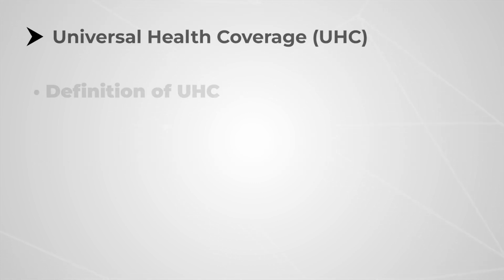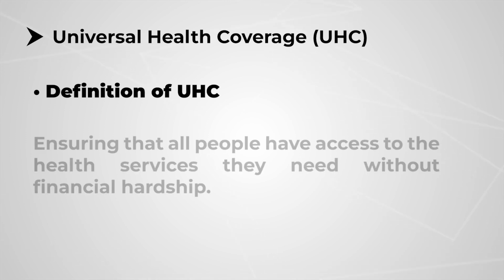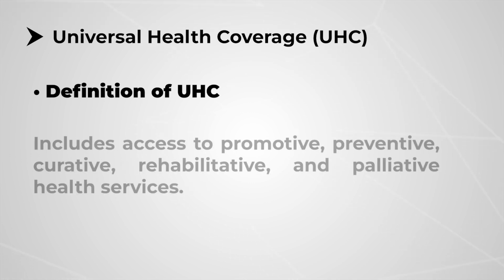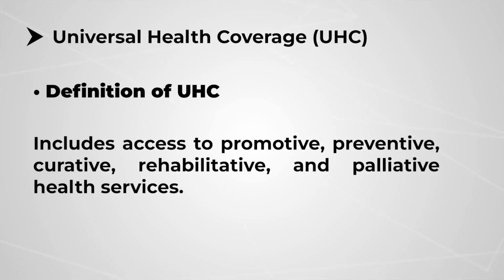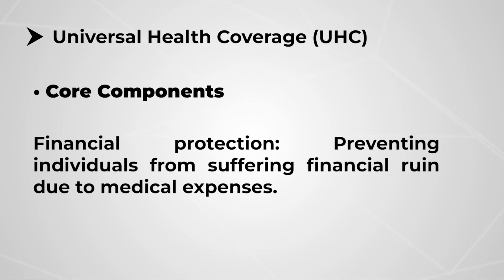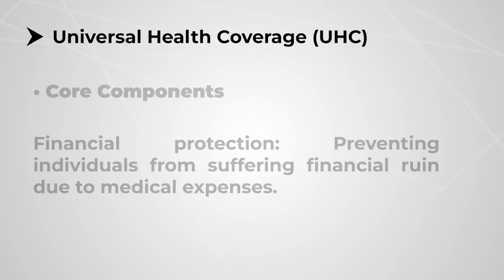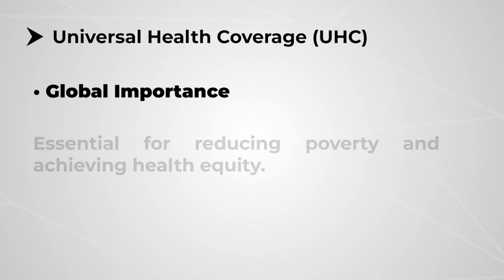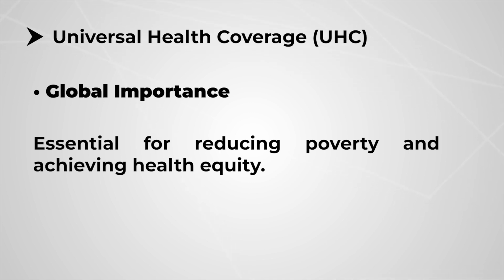Okay. The definition of universal health coverage, for example, ensuring that all people have access to the health services they need without financial hardship, and this includes access to promotive, preventive, curative, rehabilitative and palliative health services. So, core components, for example health services access, like equitable availability of health care for all populations, and financial protection, for example preventing individuals from suffering financial ruin due to medical expenses. For this matter, you can say global importance, for example a key target under SDG 3, good health and well-being, essential for reducing poverty and achieving health equity, that is also the focus.